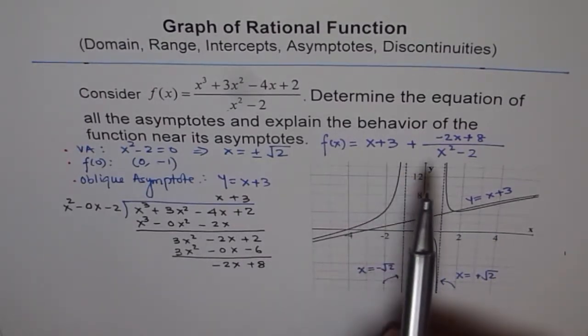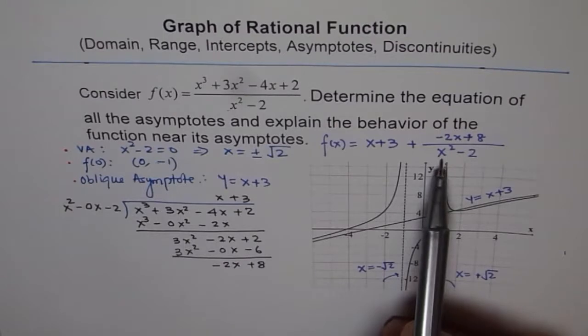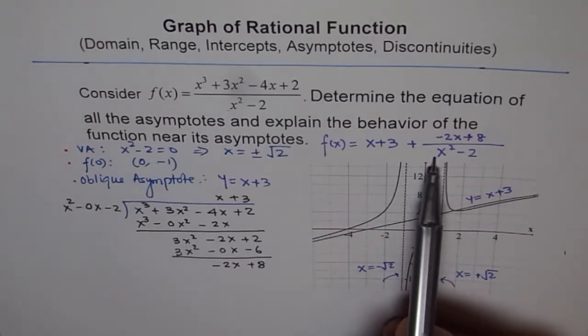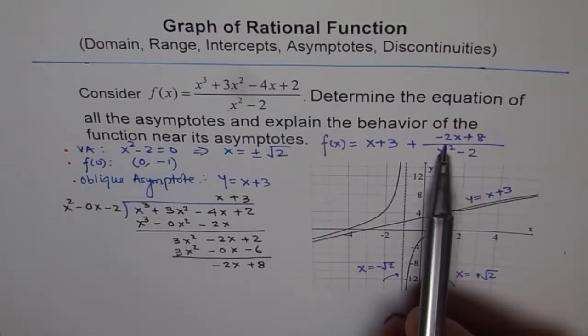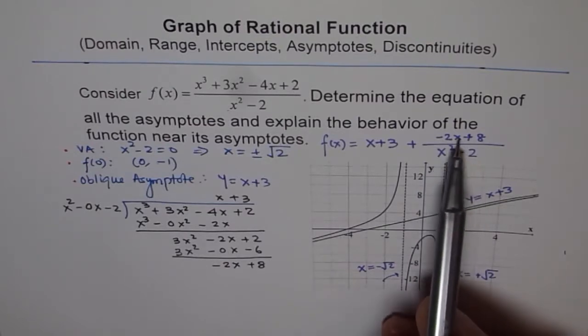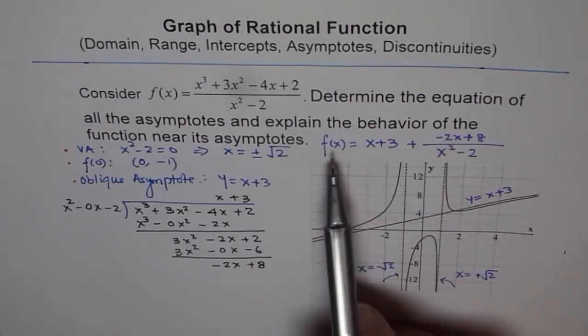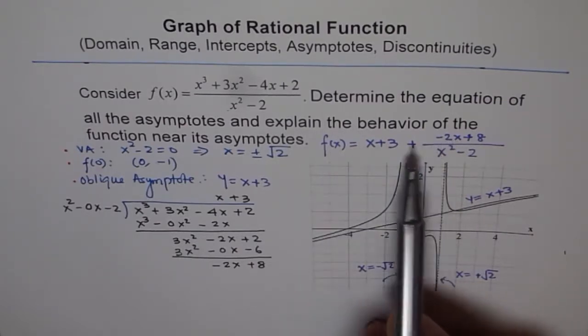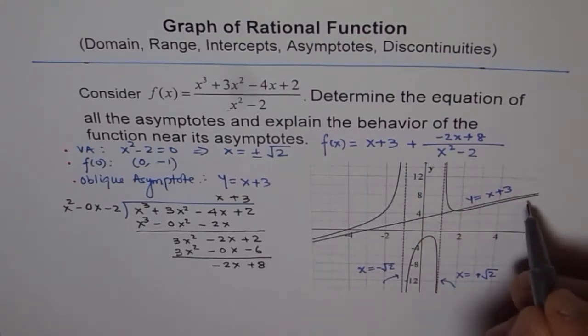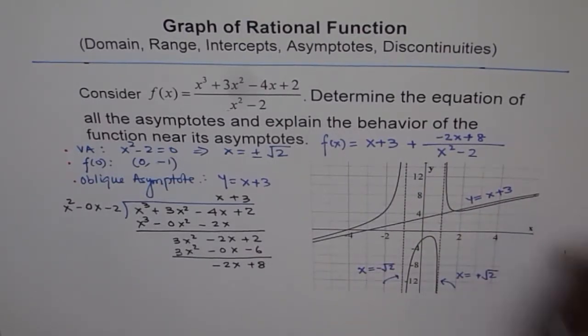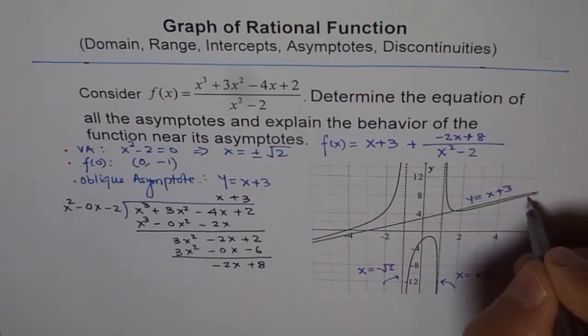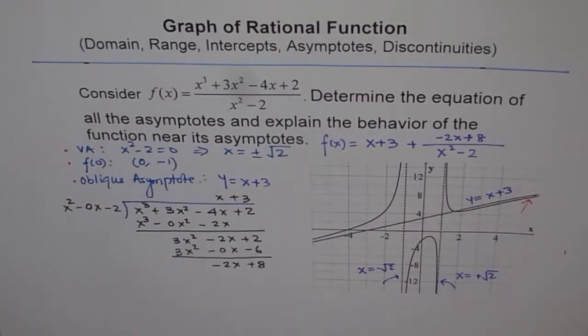Now to find the end behavior, if x is very large, put x as 1000, this denominator is going to be positive, but the numerator is going to be negative. Do you see that? Minus 2x makes it negative. That means our function value is slightly less than the line. So we are approaching from the lower side. Do you see that part? That is the end behavior which you have to explain, and that is how you explain it, right?